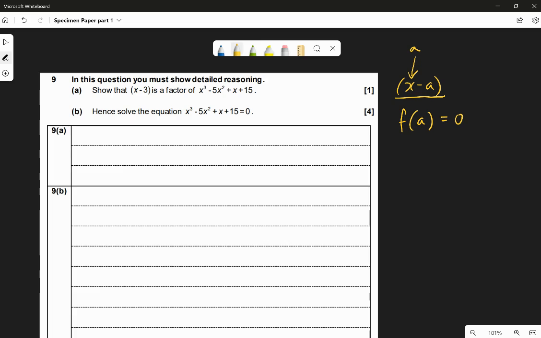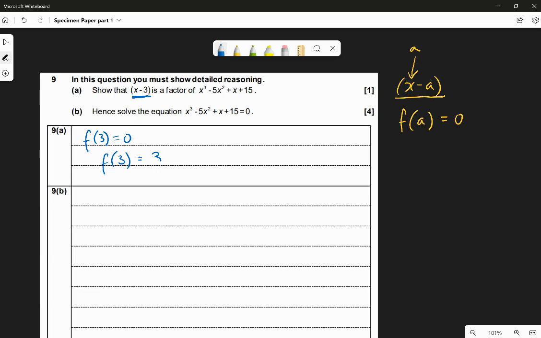So here, you have to think, if x minus 3 is a factor, what value of x would make that factor 0 and therefore make the entire expression 0? If x minus 3 is a factor, then f of 3 will be equal to 0. So let's find f of 3.